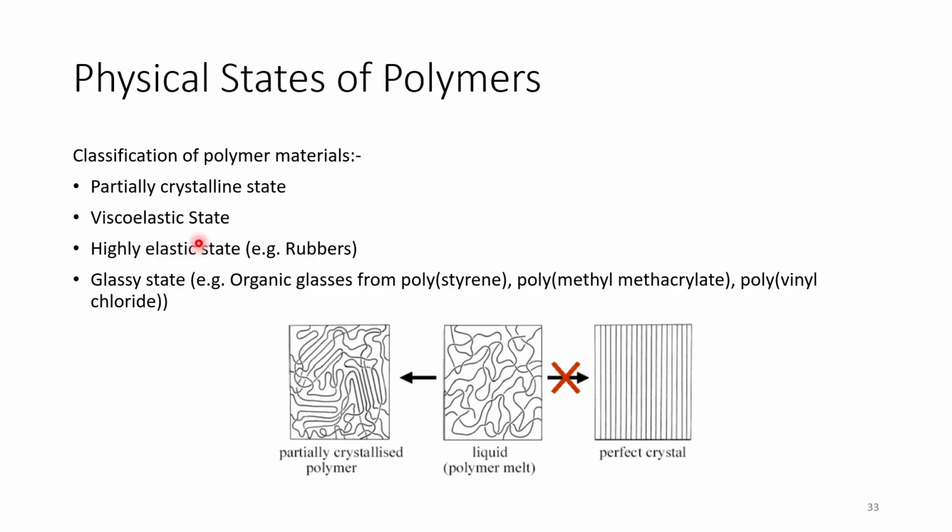If it is highly elastic state, then these will be for rubbers, and in glassy state, organic glasses from polystyrene, PMMA and PVC, these are glassy states. In case of your liquid material, when it is cooled, then they are most likely to show partially crystallized polymer. It never shows a perfect crystal. Perfect crystal is only found in case of metals and ceramics.